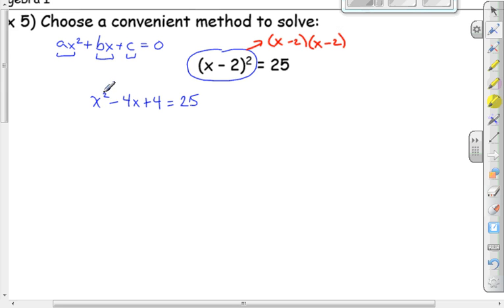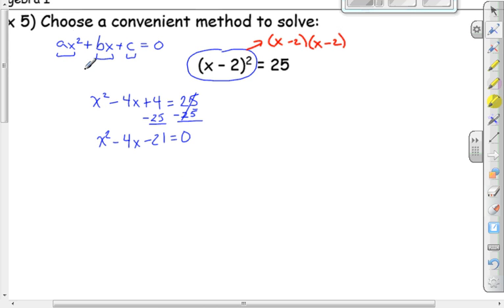So now I see I have a squared term here, so I have a quadratic term, but the constant 25 should be on the left side of the equation, and right now it's on the right side of the equation. So to accomplish the goal of getting all the terms on the left, I'll be moving 25 to the left side of the equation by subtracting it from both sides. This will give us a value of 0 on the right side, and on the left side we will have x squared minus 4x minus 21.